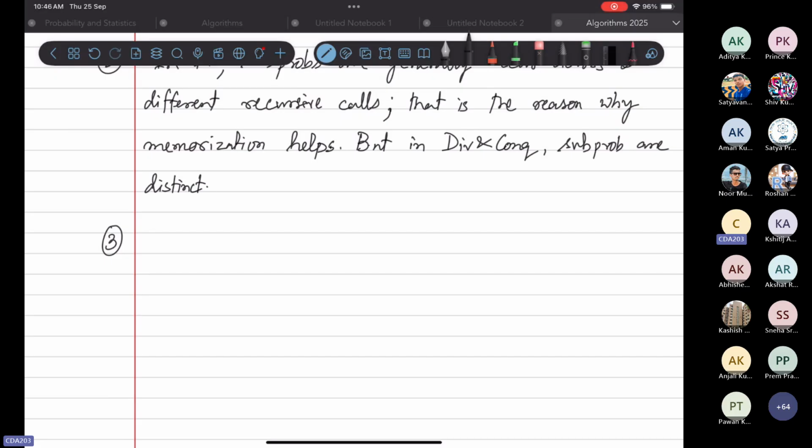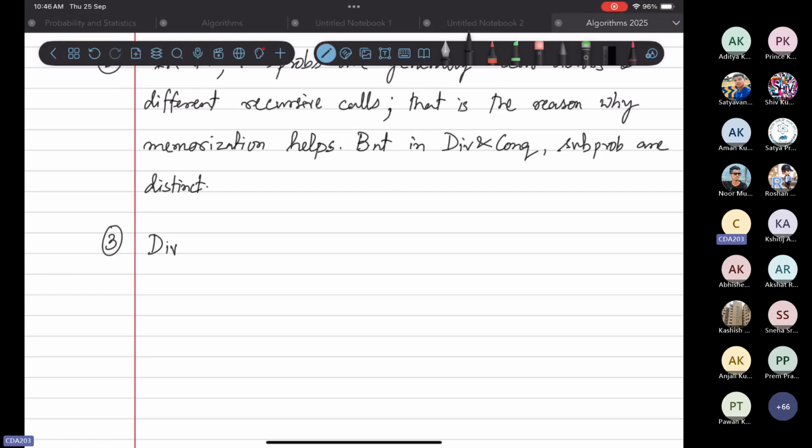Next, it's basically about why to use these techniques. Generally, the divide and conquer approach improves the running time. We have seen a few examples of this, and that was discussed in the tutorial class as well.